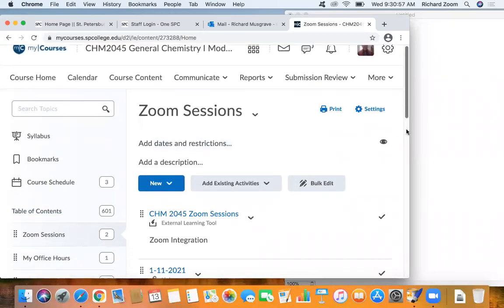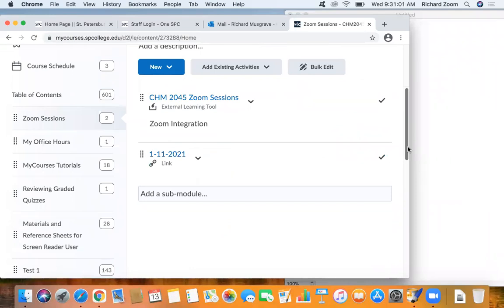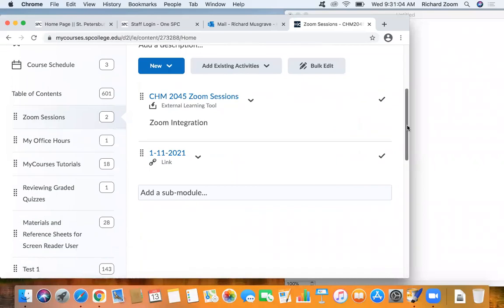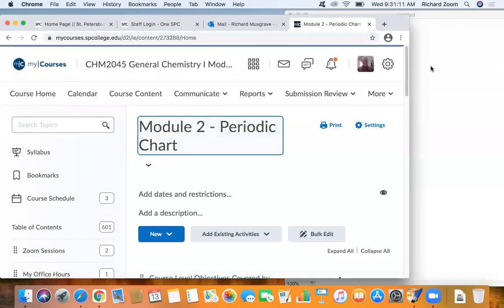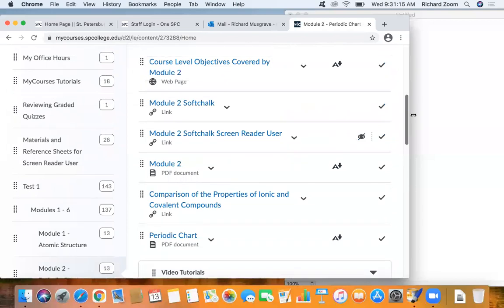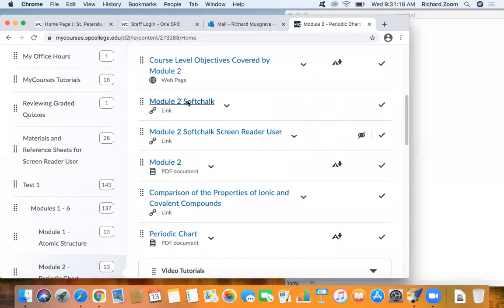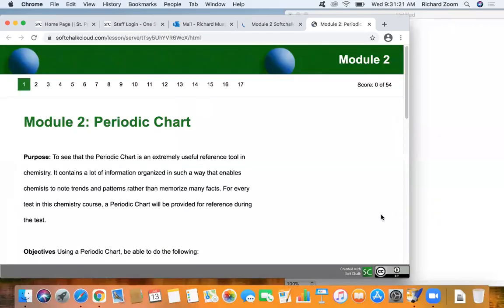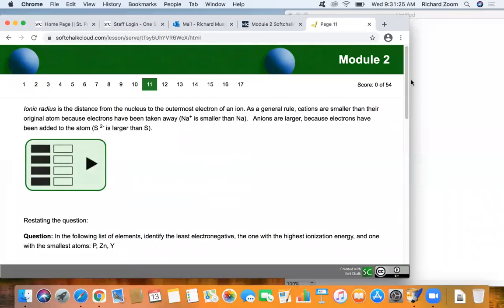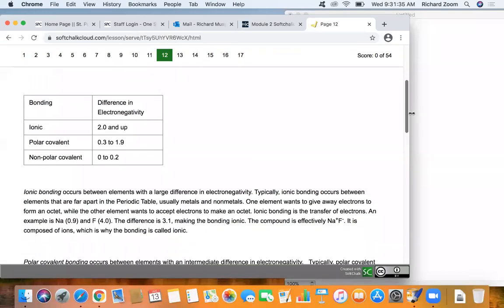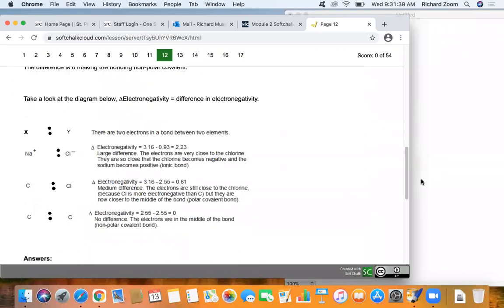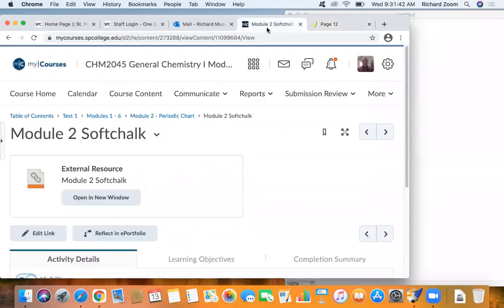So we're going to be working today on module 2, or are we? We might be starting module 3. I'll have to see. Maybe a little bit. I think we got in a little bit of module 2. All right, let's take a look. I was talking about different kinds of bonding.